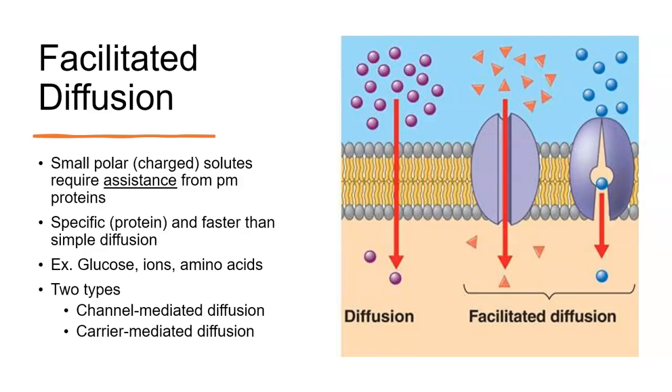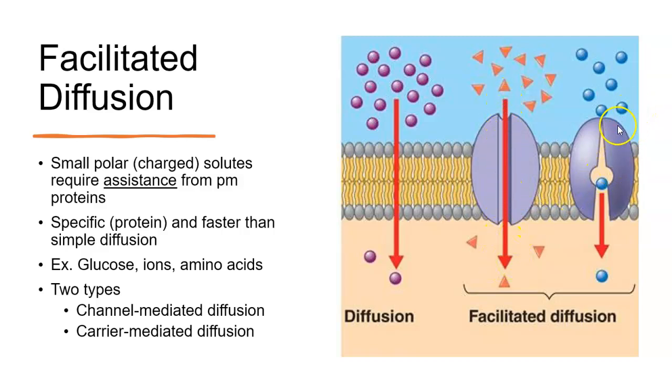Channel-mediated diffusion is basically a leak channel, where things will just leak through that opening in the protein from where there's more to where there's less. It's still diffusion. Things are moving from where there's more to where there's less. So channel mediated, the channel mediates or helps it to happen.